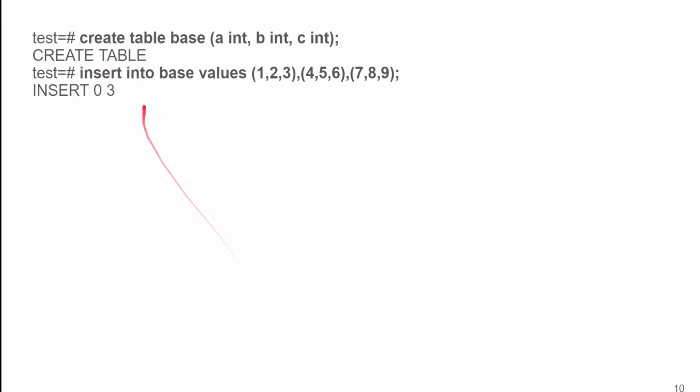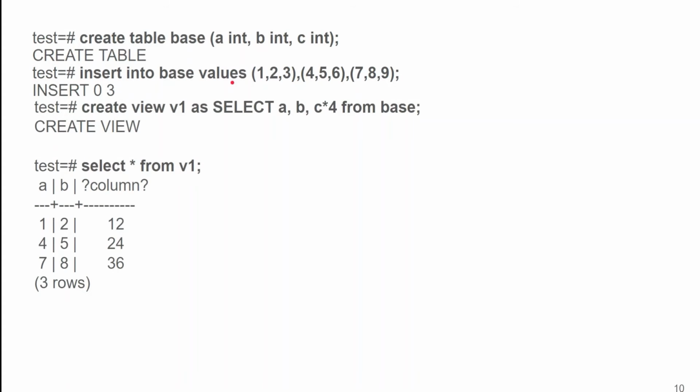So let's take a look at building a table and creating a view from that table. So I'm going to create a simple table called base, three columns, A, B, and C, all integers. And into our new table that we call base, we're going to have three tuples or rows with these values. And then we create a view.